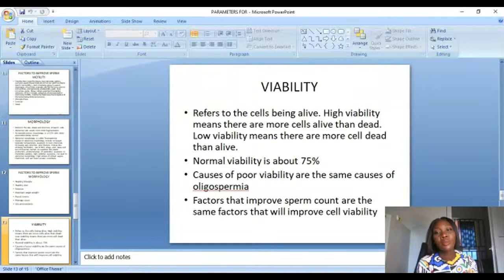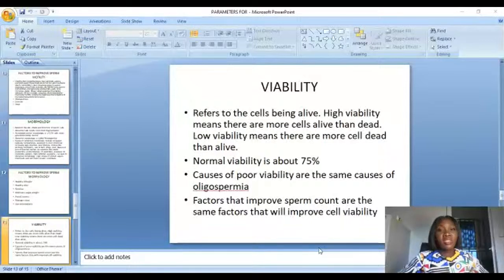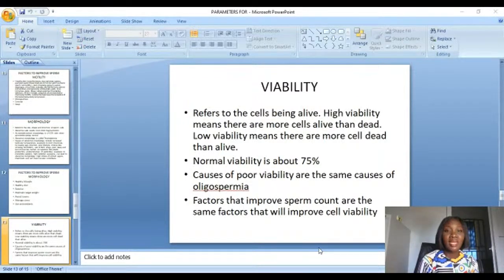The next thing is cell viability. This refers to the cells that are alive, simple and short. How many of the cells are alive? High viability means that there are more cells alive than dead. Low viability means that there are more cells dead than alive. Okay? If we have viability of about 75%, we'll be happy. Like we said, the range is 54 to 97. But if you can get healthy, viable cells that are up to 75% of the cells, we will be happy.